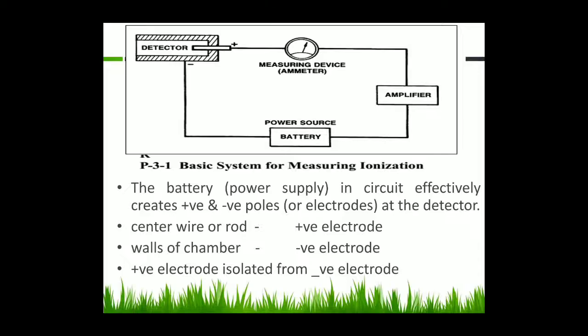First, the battery, which is called the power supply. In the circuit, it will effectively create one positive electrode and one negative electrode at the detector. The center wire is called the positive electrode, which acts as an anode, and the walls of the chamber act as the negative electrode. So the positive electrode is isolated from the negative electrode.